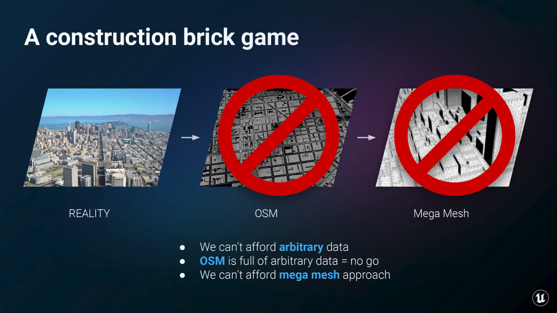Early on, we were considering the use of OpenStreetMap. But unfortunately, the data it provides is arbitrary, unique in size and shape for any given place. That is too much work to translate and adapt, and that creates too many unique assets. Same would go for the natural follow-up of OpenStreetMap, creating a mega mesh of the city. But for the amount of detail we were after, that wasn't a viable solution.